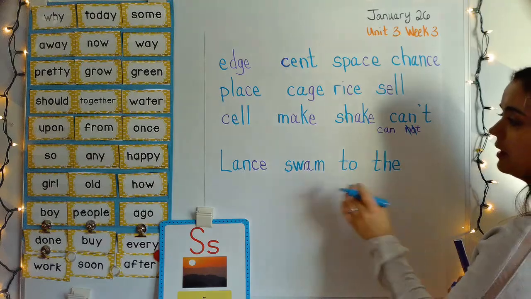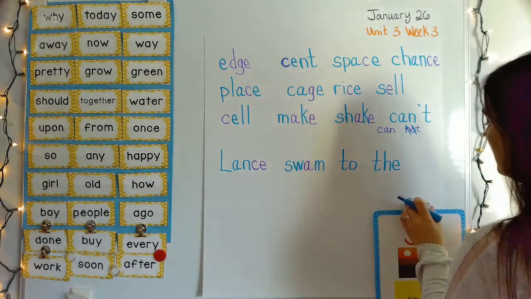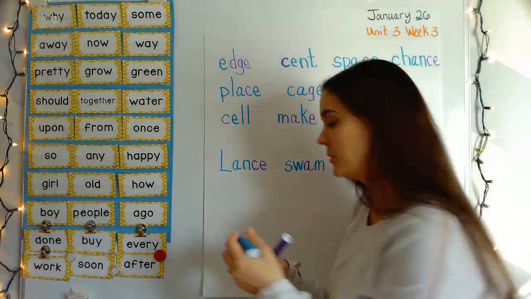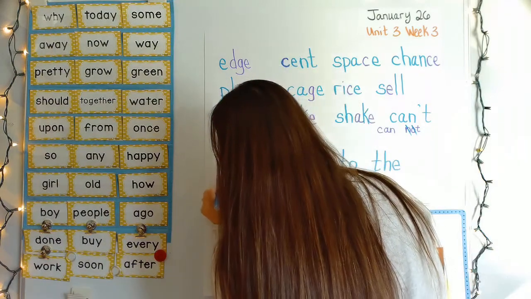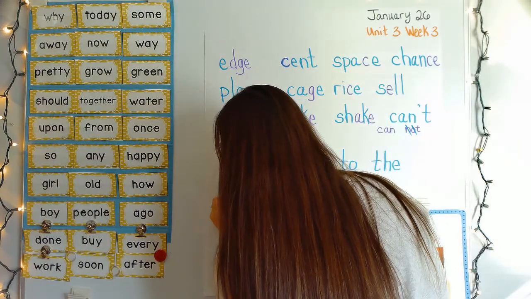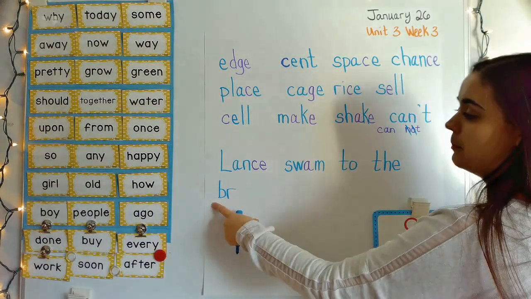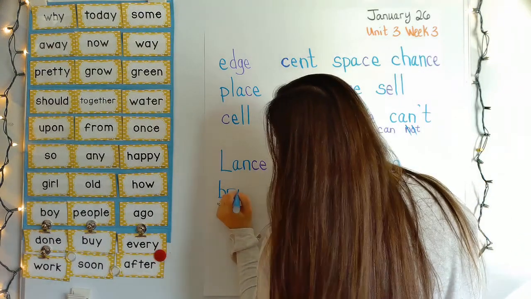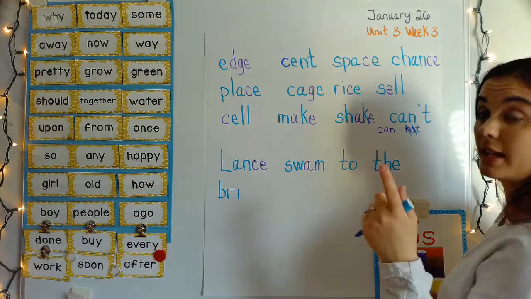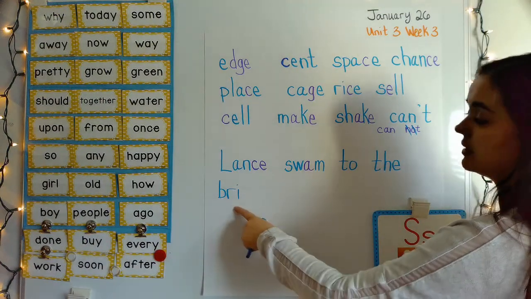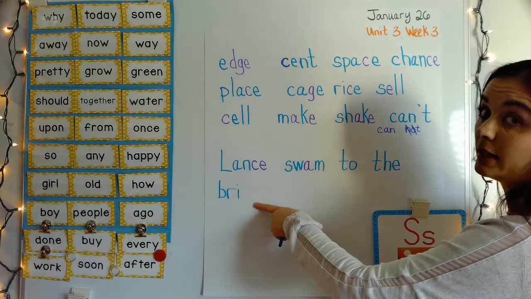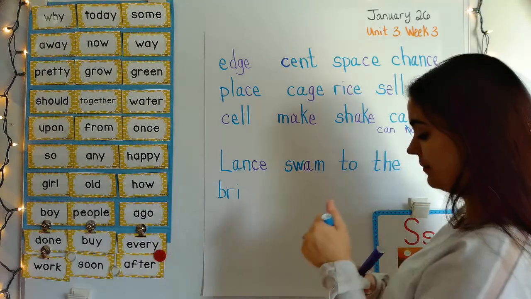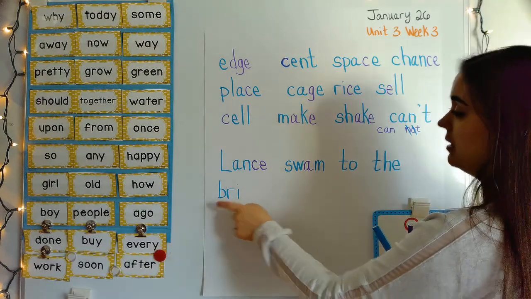High frequency word, the. Lance swam to the, where do you think he's going to swim? We'll find out. B-R, br, burr. I says "i." It's not I blank E, so it's just short I. It doesn't have its buddy E, so it's just I. Burr, i, burr, it.